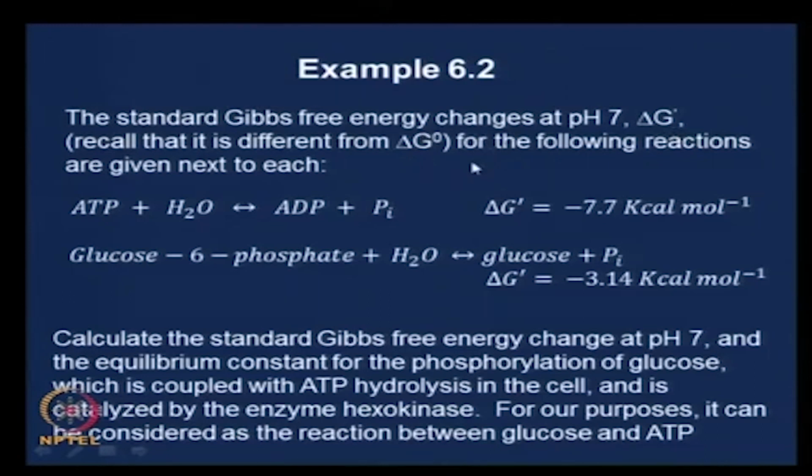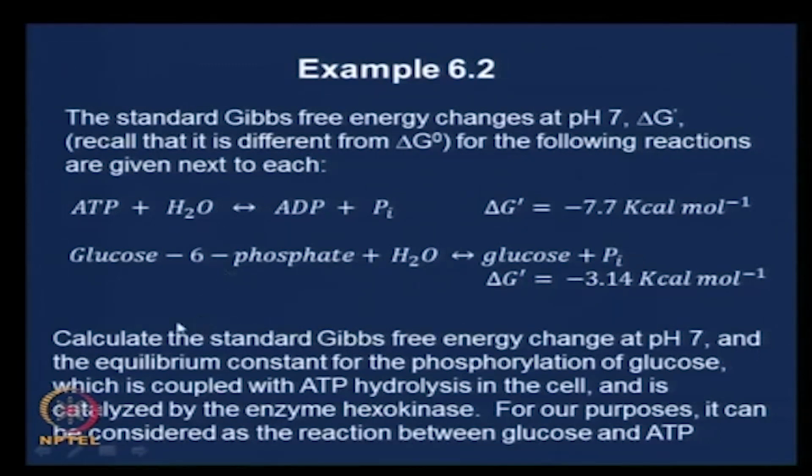So the delta G dash values for the following reactions are given next to each. This is again ATP hydrolysis, ATP plus water giving you ADP and inorganic phosphate, and as we had seen, delta G dash, the standard value, was minus 7.7 kilocalories per mole. And glucose 6 phosphate plus water, the hydrolysis of glucose 6 phosphate to give you glucose plus inorganic phosphate. The delta G dash value for that happens to be minus 3.14 kilocalories per mole. Somebody has very carefully determined the values of delta G dash for these reactions, thousands of reactions.